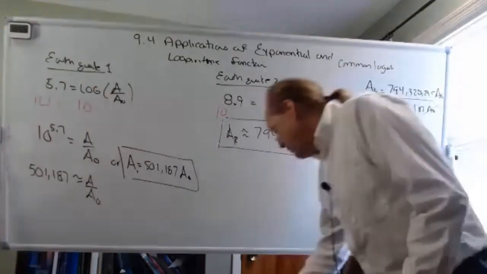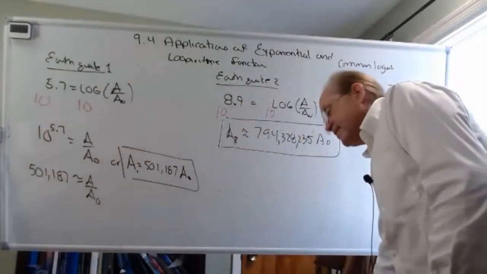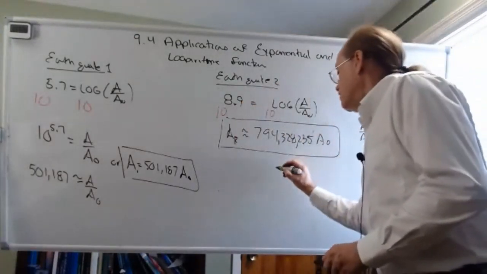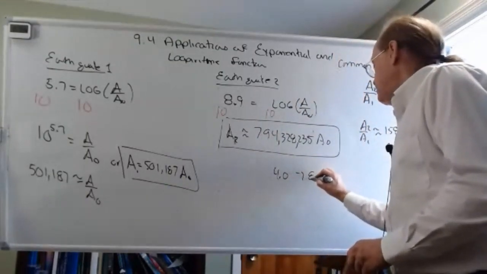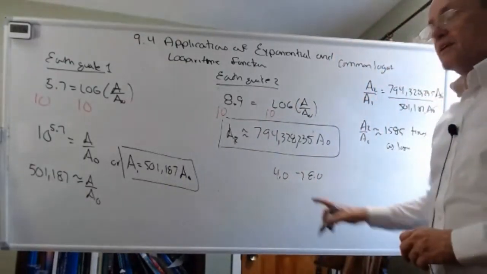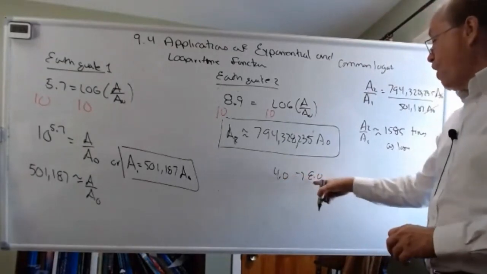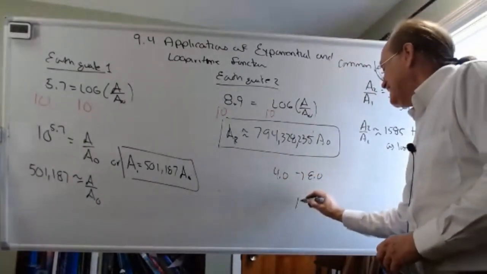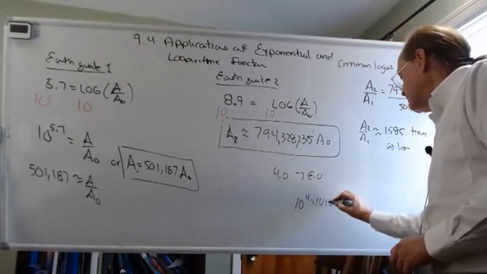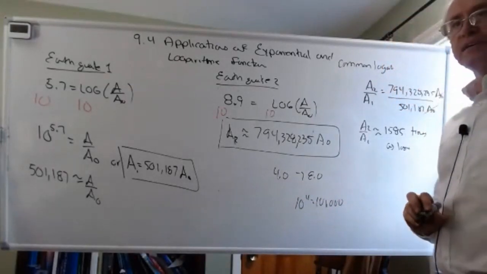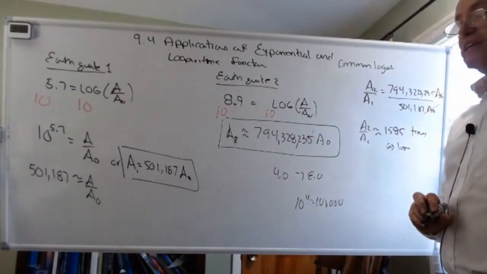If you had an earthquake that was, say, 4.0, and then one went up to 8.0, how big would that be? How much larger would this one be than the other one? 10 to the 4th power, or 10,000 times bigger. 10,000 times bigger. So that's a big phenomenon.